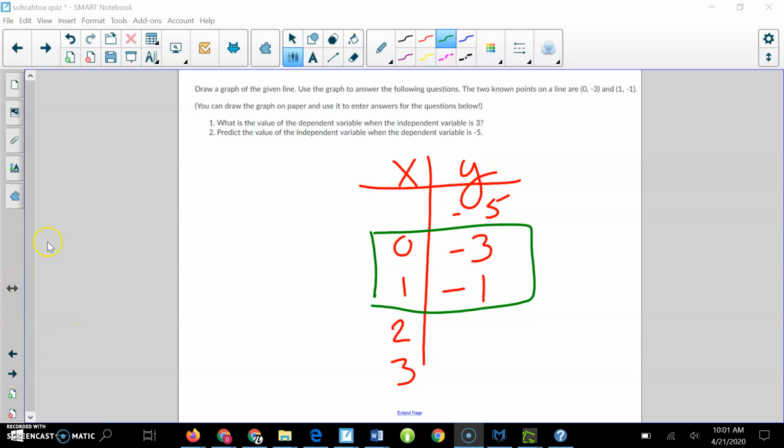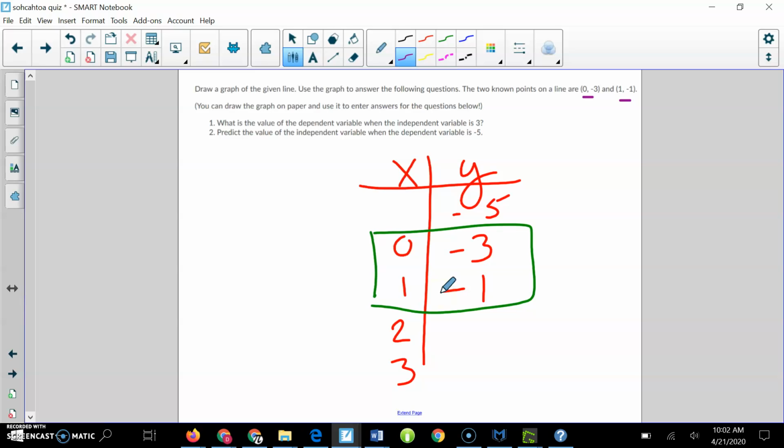Hey guys, just the one question here from U3A7 quiz. And the question is this. Here are 2 points, (0, -3) and (1, -1). So I've just put these points in a table of values. Might make life easier for you.